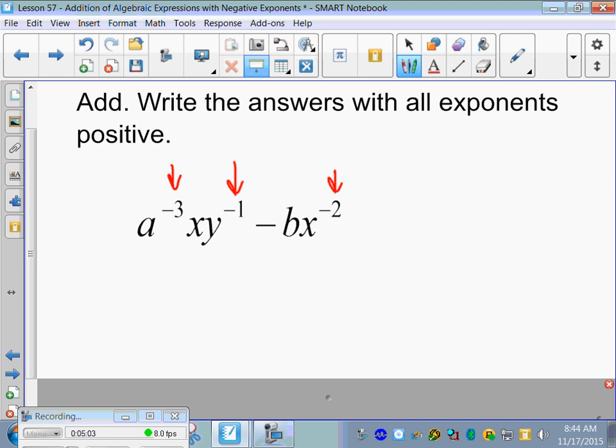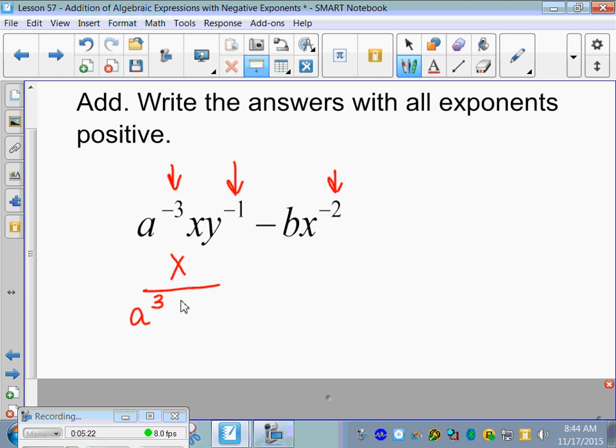So what I'm going to do is move all the pieces with negative exponents down into the denominator, and change those exponents to be positive. So this x is the only thing that's going to stay in the numerator. I'm going to have over. I'm moving this piece down, so it's going to be a to the positive 3 now, because I switched sides.